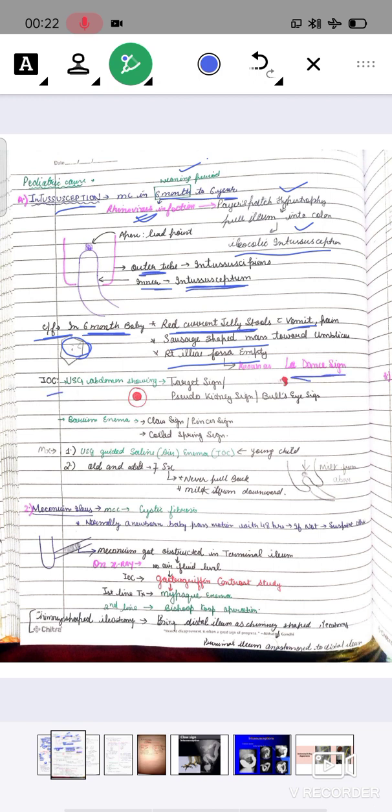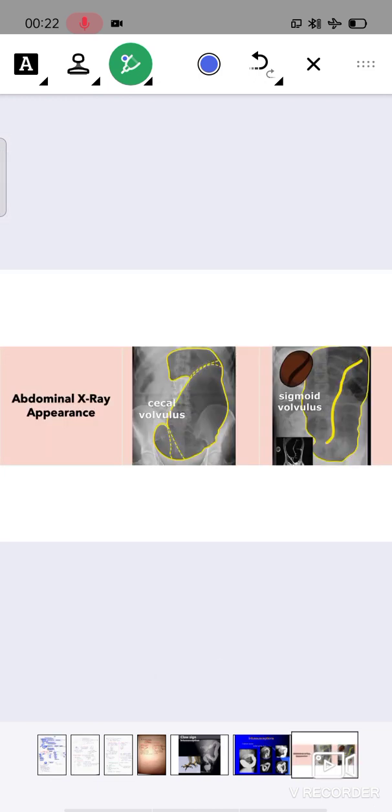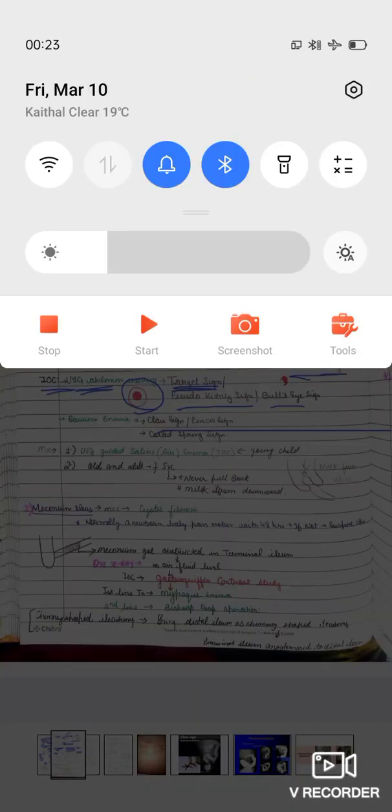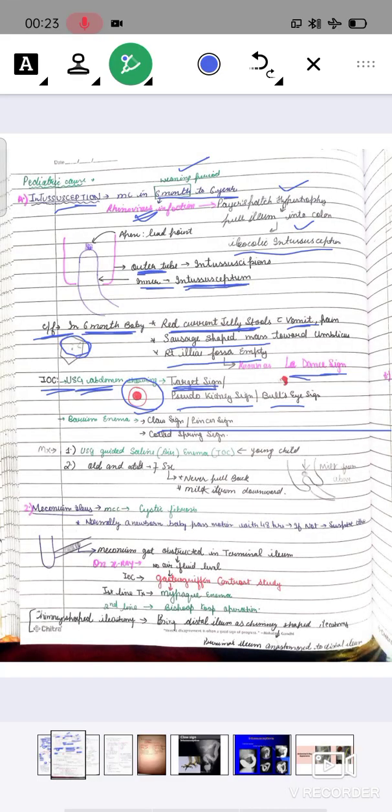Investigation of choice for intussusception will be USG, which is represented as a target sign. We will see it in the subsequent slide. The target sign looks like this: pseudokidney sign and bullseye. The barium enema will show claw and coiled spring sign.